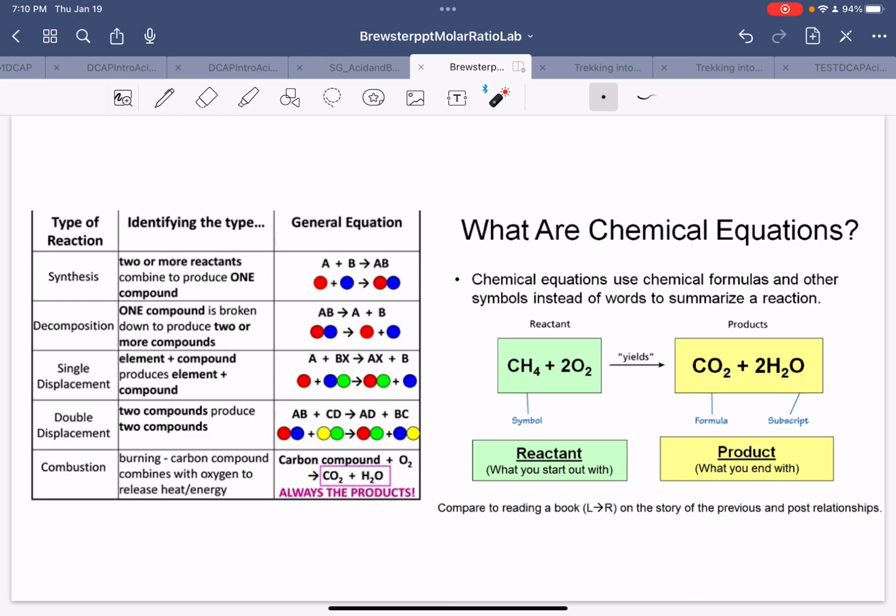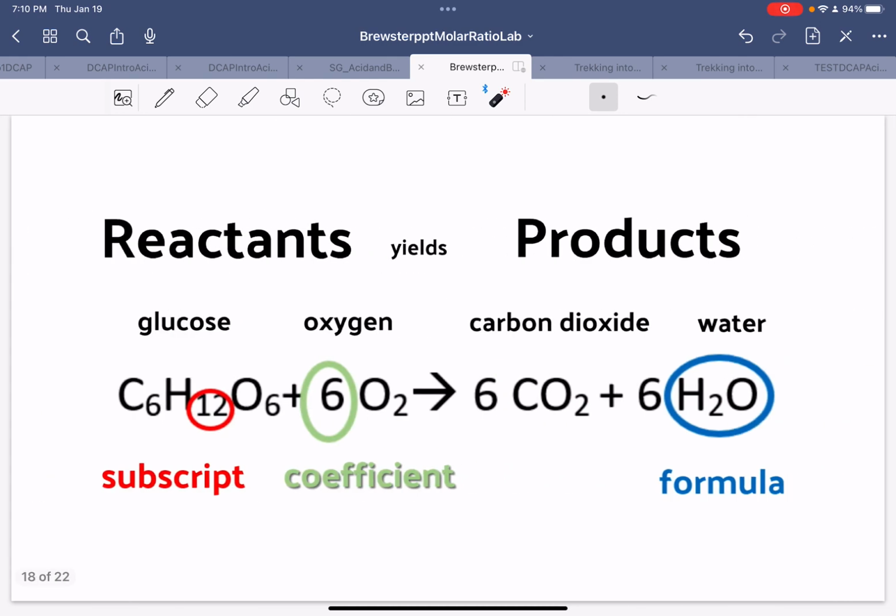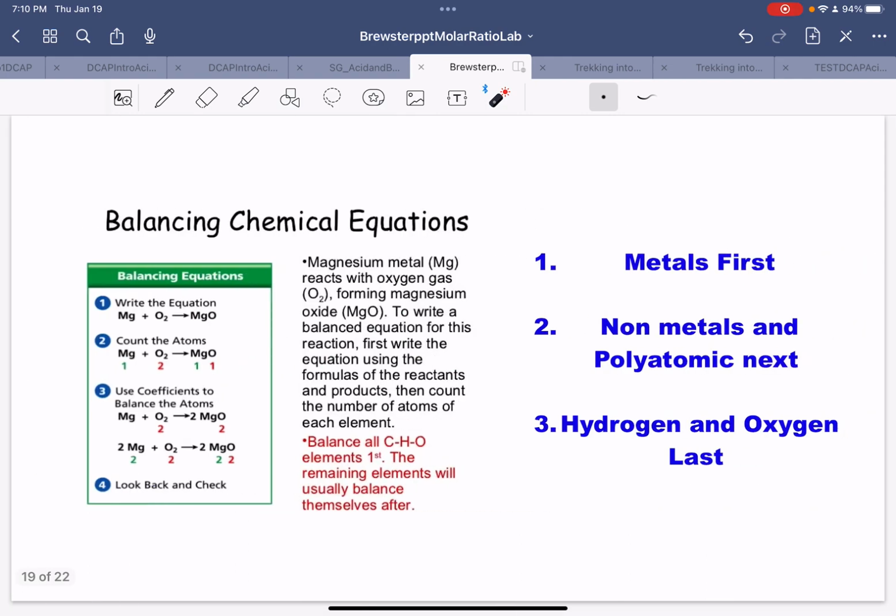This is a single replacement reaction. Okay. And again, we've already gone over these words: your subscript, coefficient, and your formula. Reactants, yields, products. Arrow means yield. And then our rules for balancing equations: we do metals first, followed by non-metals and polyatomics, and hydrogen and oxygen last. And this is the end of your lab.